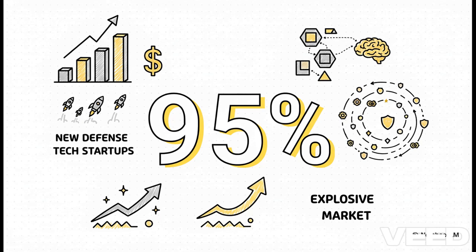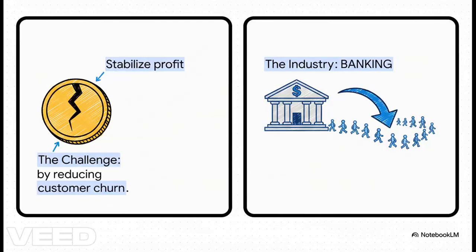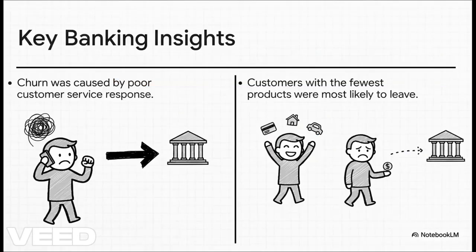Segment 2, Banking. A major Canadian bank needed to stabilize profit by identifying its most profitable customers and reducing churn. I analyzed customer transaction data like age, education, product count, and internal customer service logs. BI tools visualized the most profitable credit card and demographic categories.